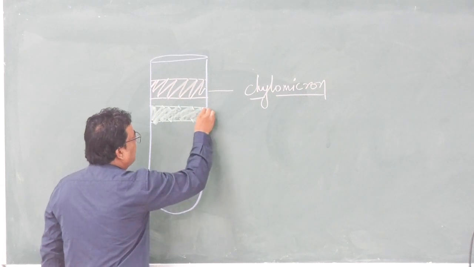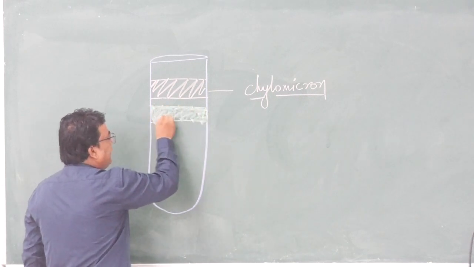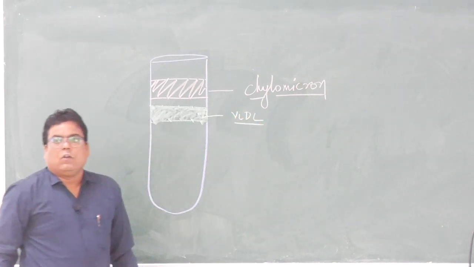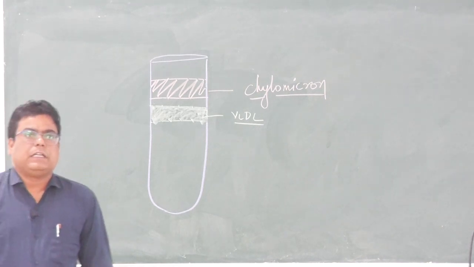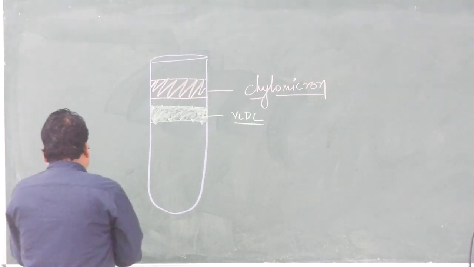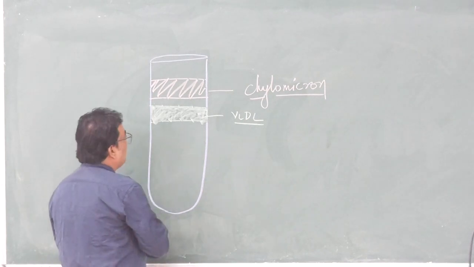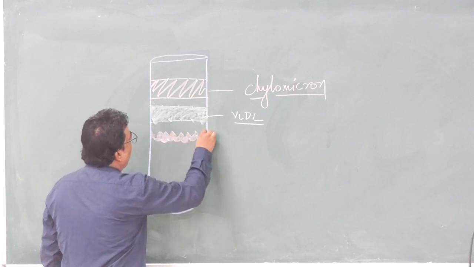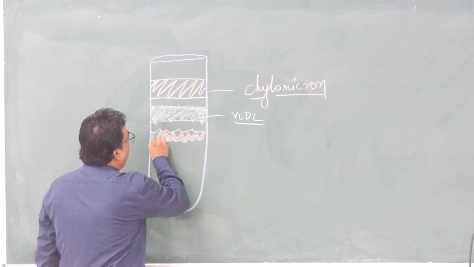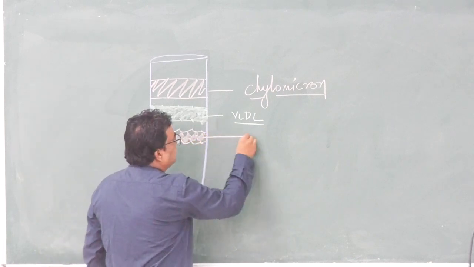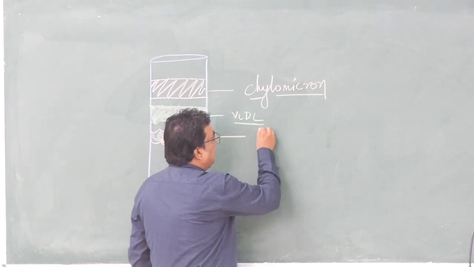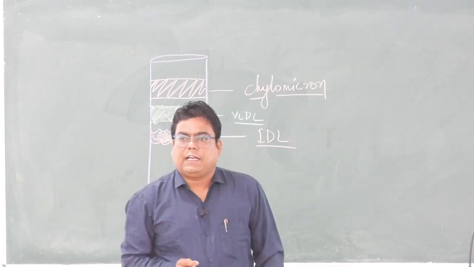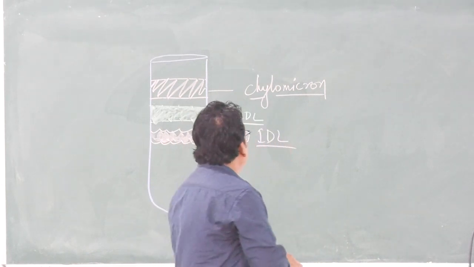Now, the second classification on the basis of their density is VLDL. VLDL stands for very low density lipoproteins. And the third type of fraction which we consider is IDL. IDL is basically intermediate density lipoprotein.